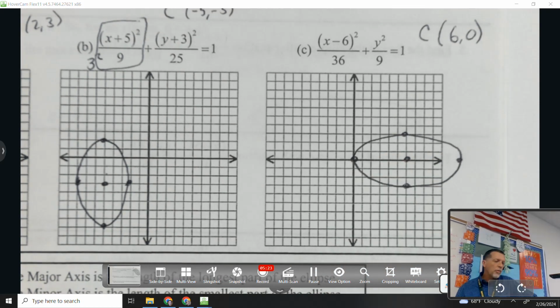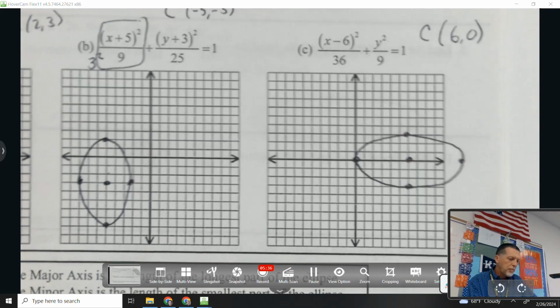And so we did all 3 of those graphs without really caring who's A and who's B. Again, A is the bigger one, B is the smaller one, but when it comes to graphing, it doesn't really matter. If it's under x, go that many in x. If it's under y, go that many in y.